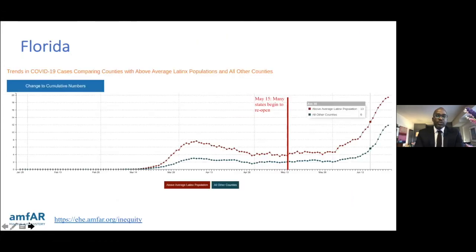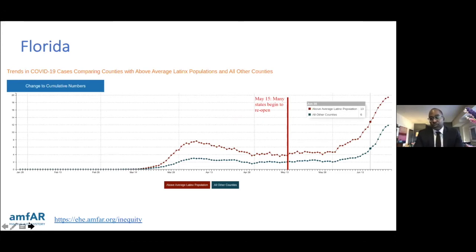We took a look at those data, and we have that available as well on our website. For each of these cases, we compared Latinx counties versus other counties, and we looked at what has been taking place since May 15th, when many of the states have begun to reopen. And these are data from Florida.